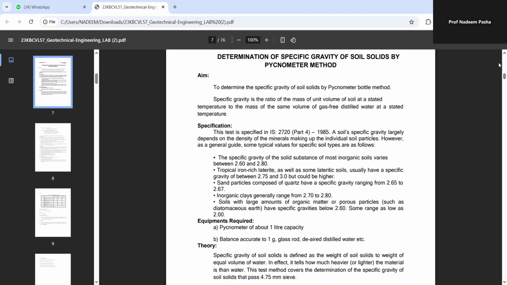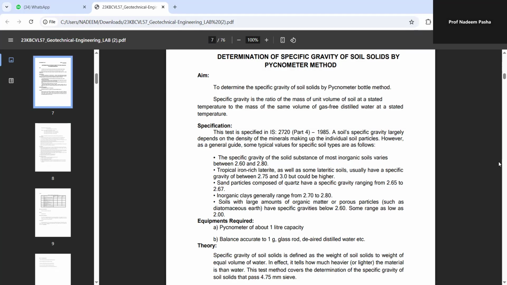Sand particles composed of quartz have a specific gravity ranging from 2.65 to 2.67. Normally, the specific gravity of sand is 2.65 only. If it contains quartz, its value may increase to 2.67. Inorganic clays generally range from 2.7 to 2.8, and even coarse aggregate has a specific gravity from 2.7 to 2.8. Soils with a large amount of organic matter: if the soil contains more organic matter, its specific gravity decreases to 2.6, and some soils have specific gravity as low as 2.